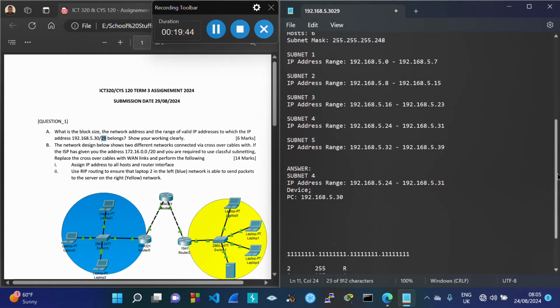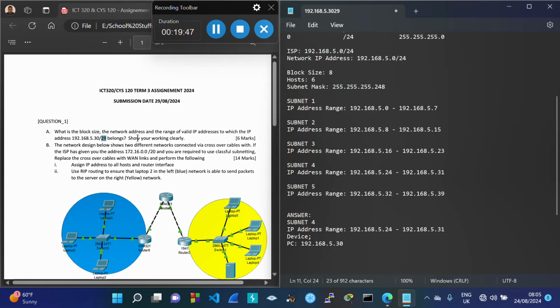So now that we have identified the thing, let's follow the question. What is the block size? So the block size, as you can see, we'll say the block size is 8 because of what I've just been explaining. Okay, so the network address is this. So this is the network address I kept on talking about. So I'll just say block size. So block size, we know it's 8. Then the network address, I'm just following the format. So that's the network address.